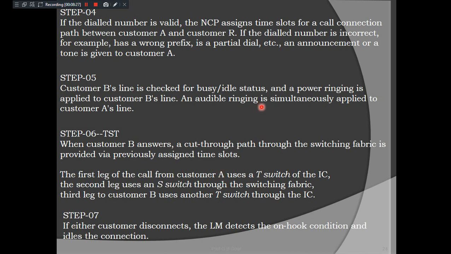Time slots are allotted, that is the time switch. They are acting like a time switch. Means TST, it is acting like a TST switch here. This is how you have to explain. Okay. Means the call is established with the help of the TST switching network here.